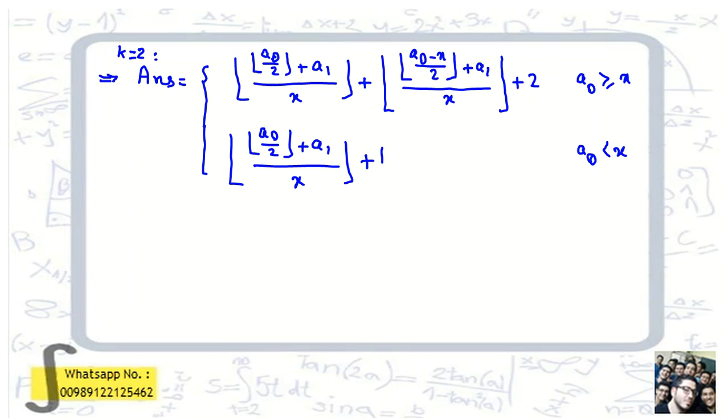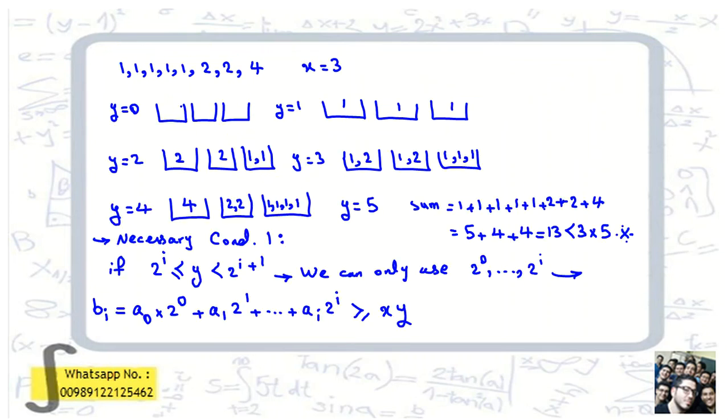Now we understand something by considering these small examples. For example, if we consider five 1s, two 2s, and one 4, and 3 bags, let's check.